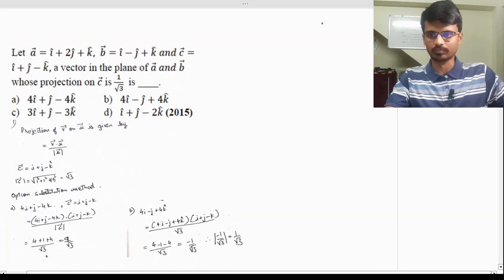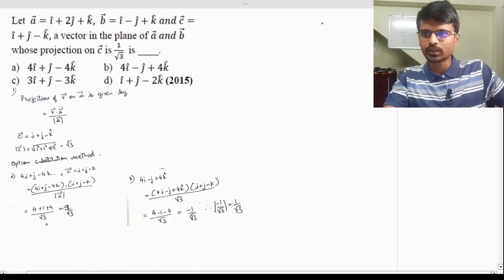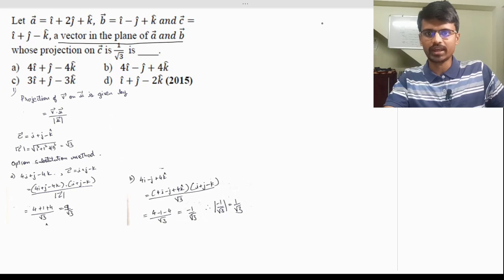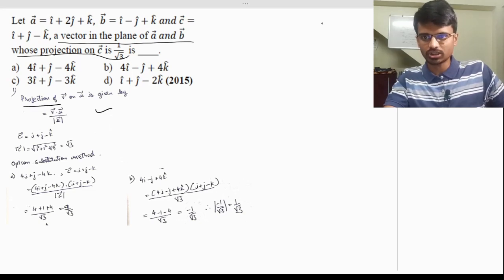Let's start. So what have we got here? Let vector A equal i cap plus 2 j cap plus k cap, vector B equal to i cap minus j cap plus k cap, and vector C equal to i cap plus j cap minus k cap. Find a vector in the plane of A and B whose projection on C is 1 by root 3. There is a faster way to solve this. First we need to know the formula for finding projection of vectors. Let's recollect that. The projection of vector V on U is given by this formula. You know, right?